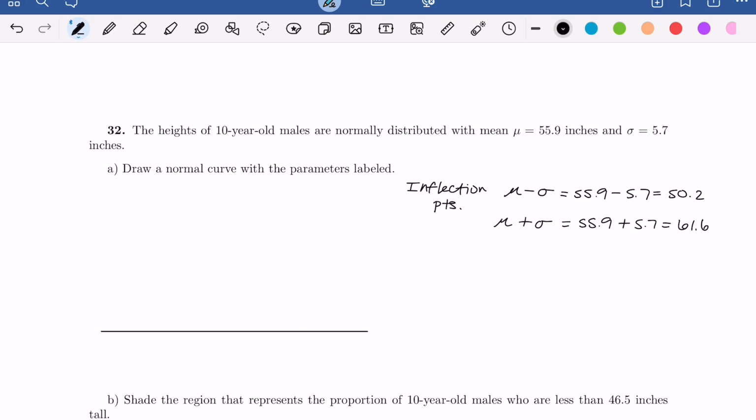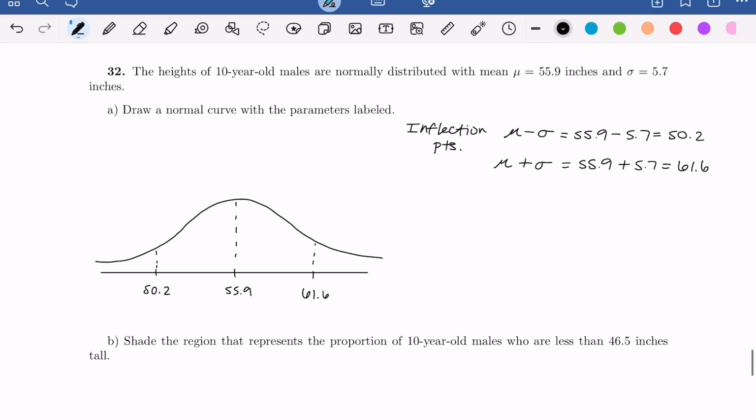So we can use them to draw the normal curve. The normal curve is going to look like this with our mean in the middle, this 55.9. Our inflection point to the right is going to be that 61.6, and to the left, the 50.2. So our normal curve is going to look something like this, where we have our mean and our two inflection points.